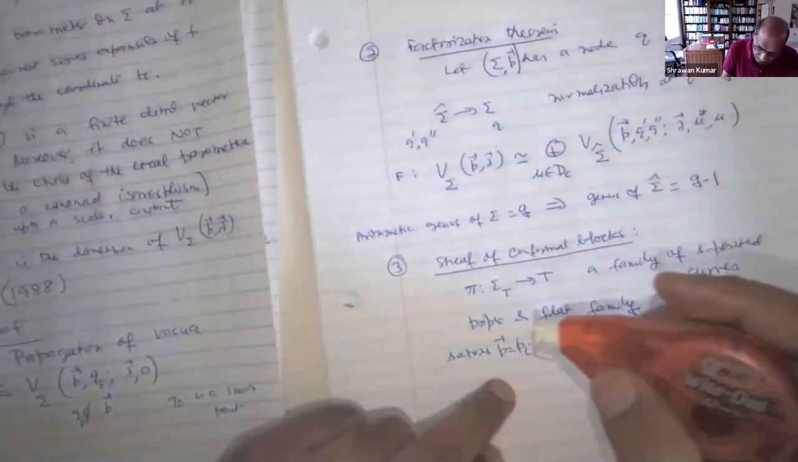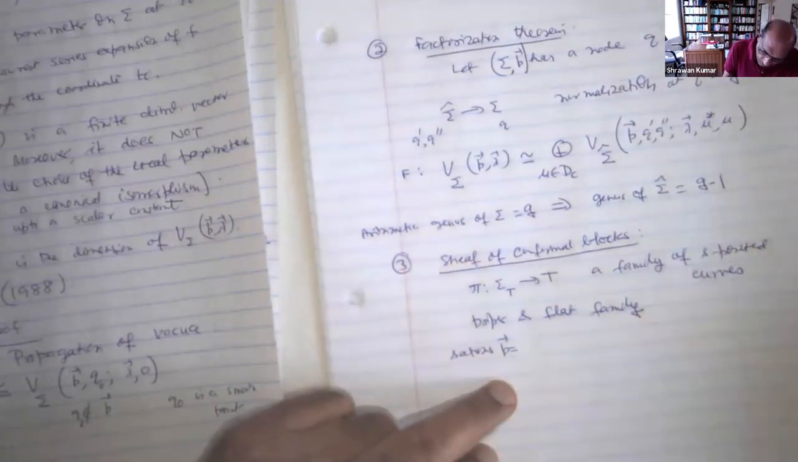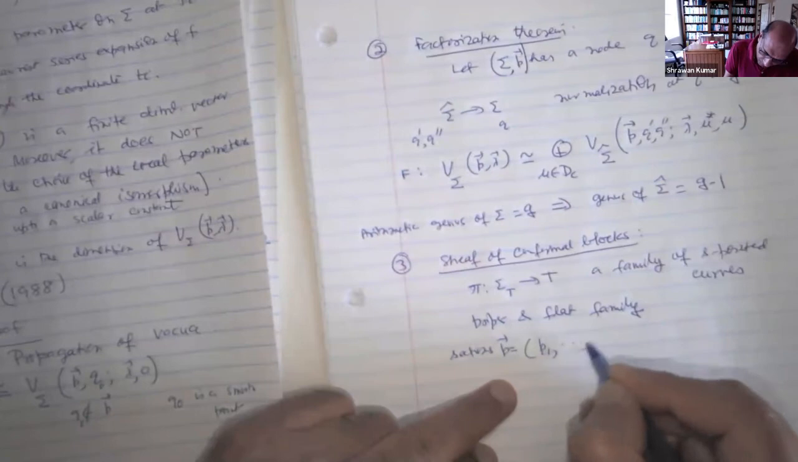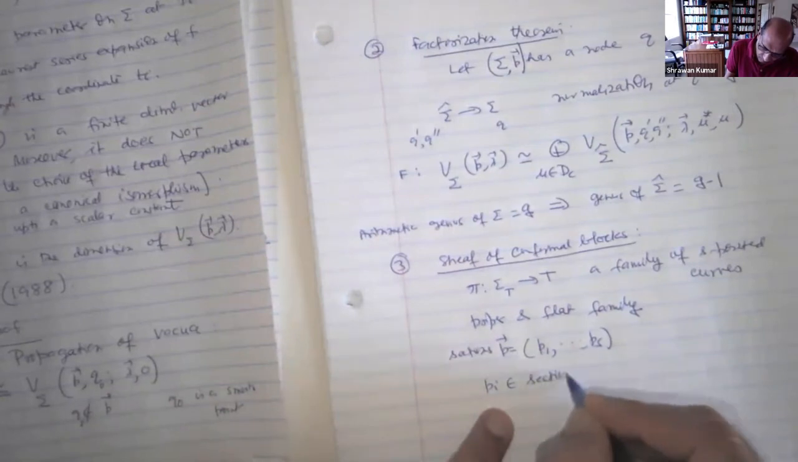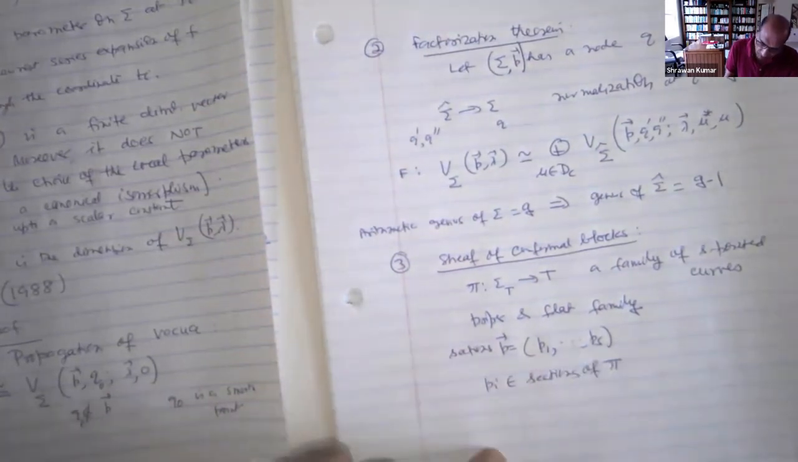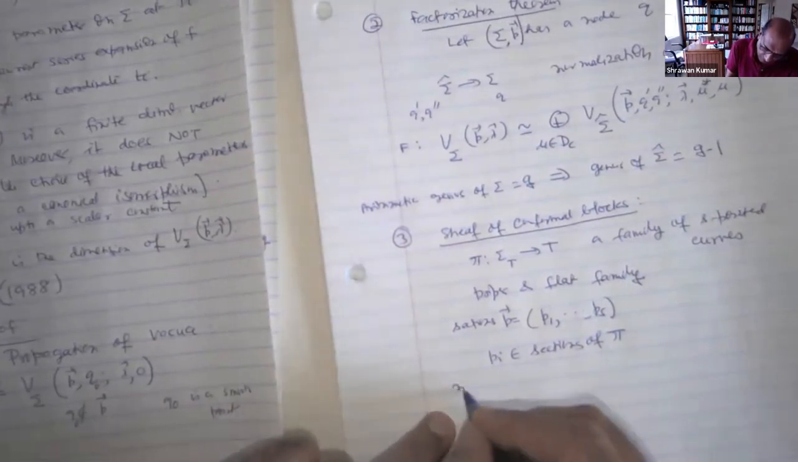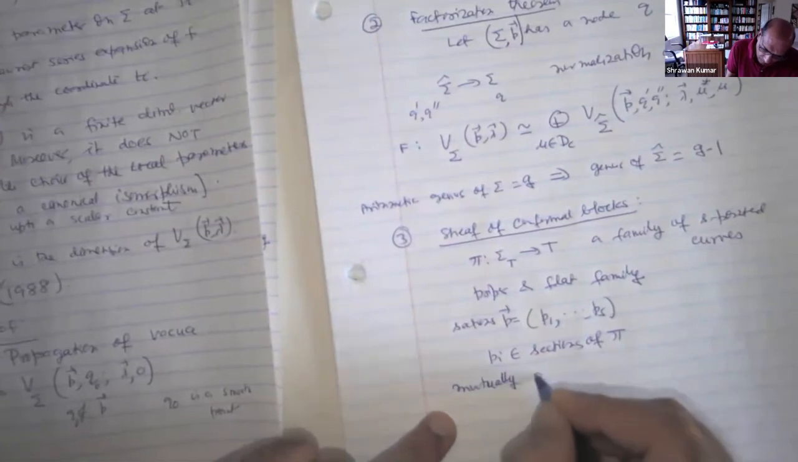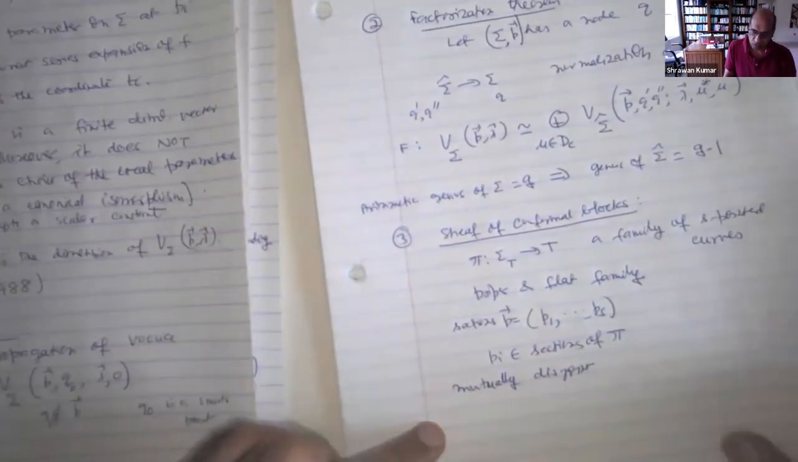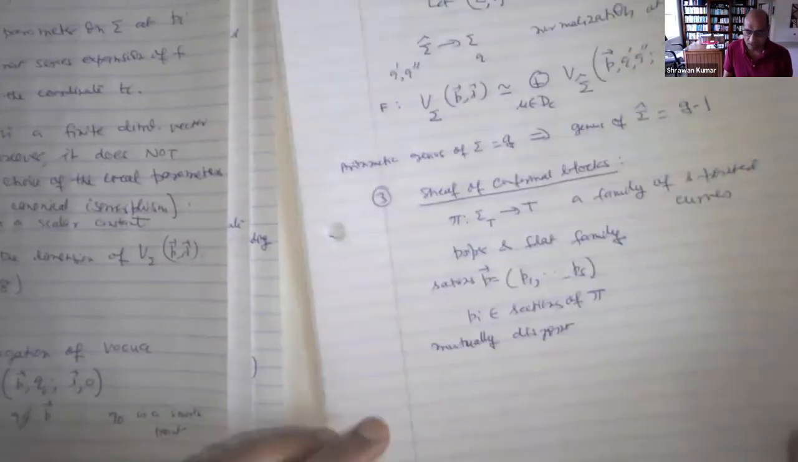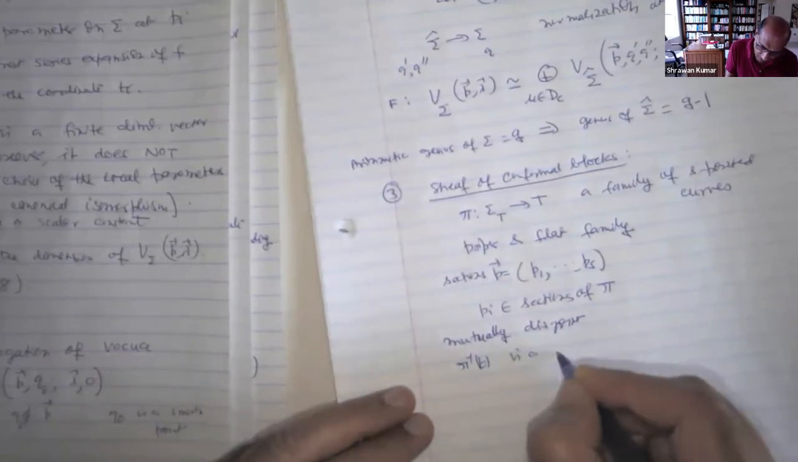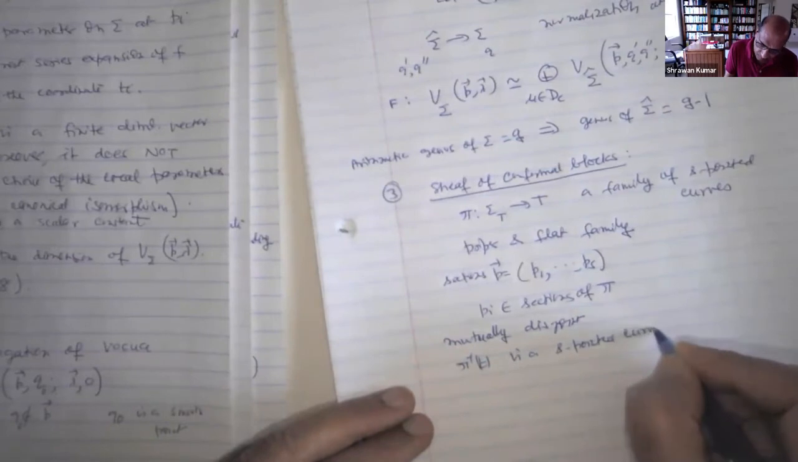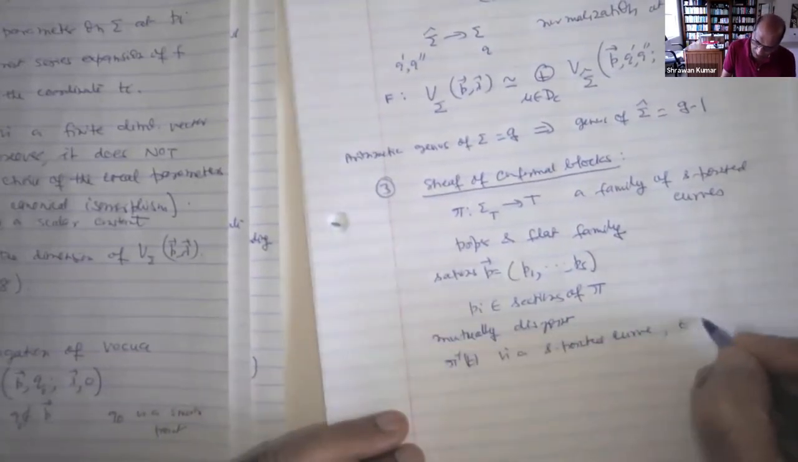So sections P1, ..., PS. Now the P_i are sections, mutually disjoint sections. And they all should land in the smooth points, because only then will each fiber be an S-pointed curve, for t a geometric point in T.